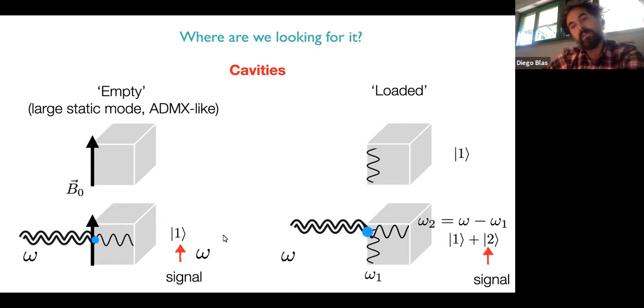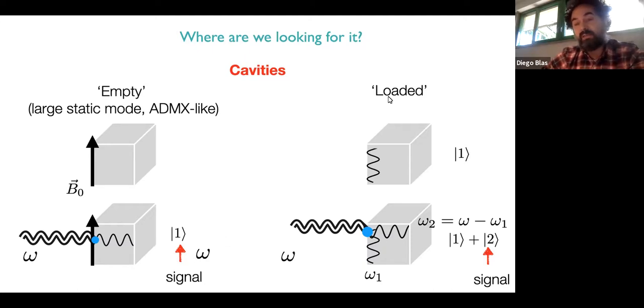That's the first thing. The frequency of the signal in this case is the same as the frequency of the initial wave. And that's very important because, well, you can play some tricks to do a kind of small broadband searches, but in principle, you are constrained to look for waves in this particular range.